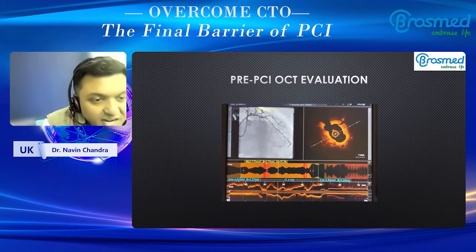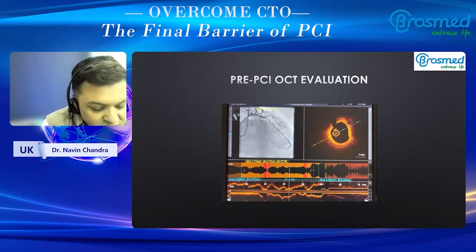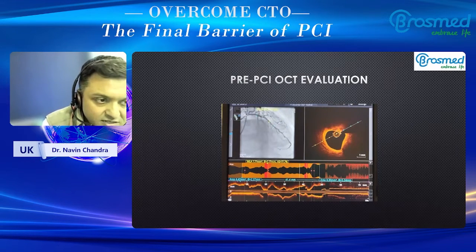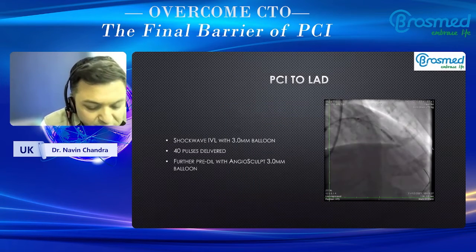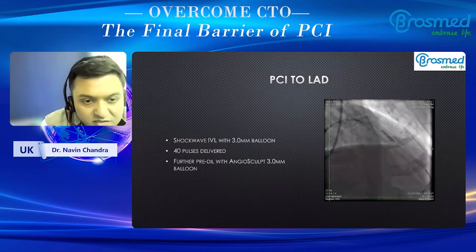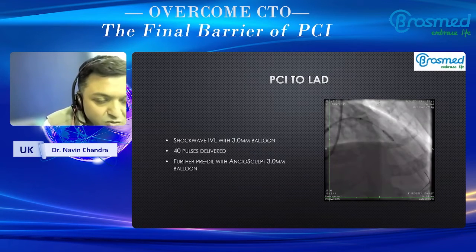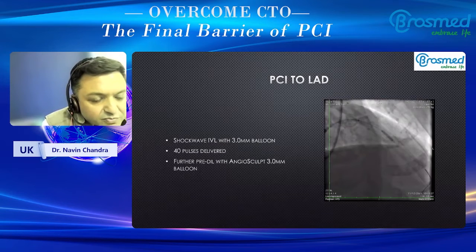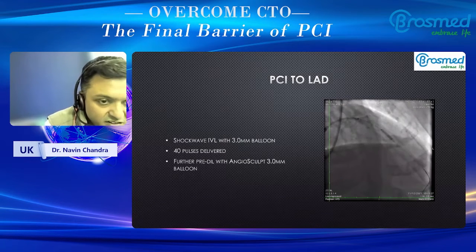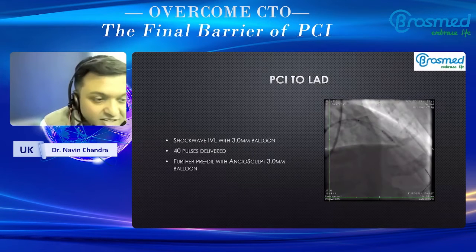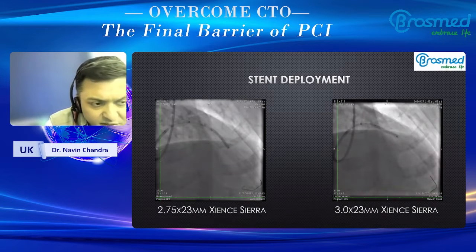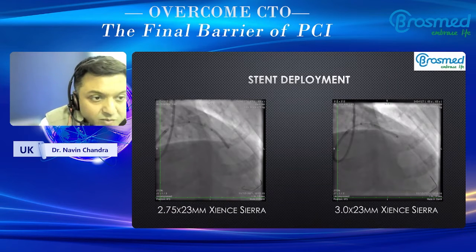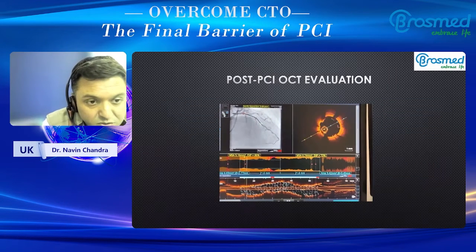Now that we've used our initial small balloons to help us deliver equipment, we decided to up things, and we performed intravascular lithotripsy with Shockwave using a 3 millimeter balloon in the mid vessel. Used 40 pulses. You can see from the still that the balloon's well expanded, and we did a final pre-dilatation with an AngioSculpt balloon to make a bit more space within the cracks and crevices of the calcium and fibrotic tissue. And we implanted 2 stents, firstly a 2.75 by 23 in the mid vessel and a 3.0 by 23 more proximally. We did a post-PCI OCT as you would routinely do in this case.